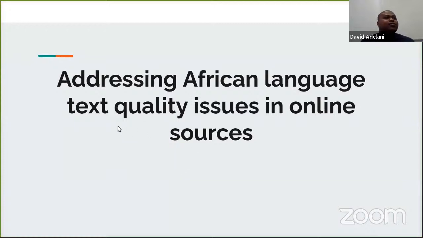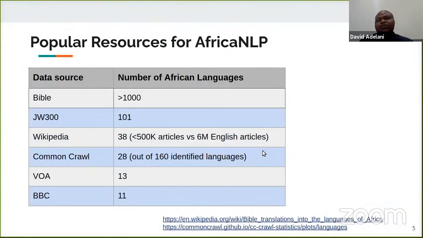Yeah, the first part is the problem of text quality in online sources. The most popular resource for African NLP, I would say, is probably the Bible, because it is available in a lot of languages. We have a lot of translations, over 1,000 in African languages. This is quite impressive, but it is biased to the religious domain, so it doesn't generalize to other domains. Another good source that we have recently is the JW300. This covers over 100 African languages, and the quality is pretty good. Of course, for some of the languages, there are still some quality challenges.